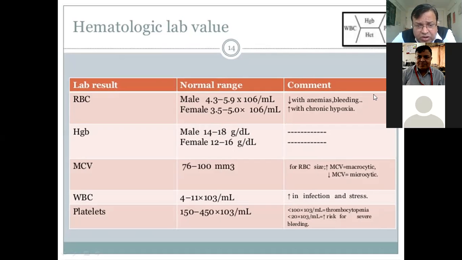Similarly, the concentration of platelets is 1.5 lakh to 4.5 lakh per microliter. If it decreases, the risk of severe bleeding arises. In the case of dengue fever, we will get the same kind of symptoms or the same kind of reference value of platelets.